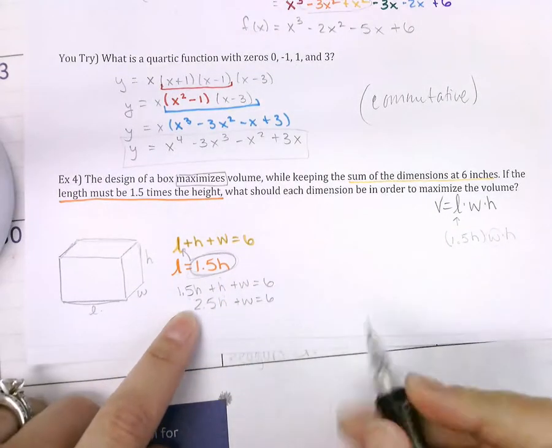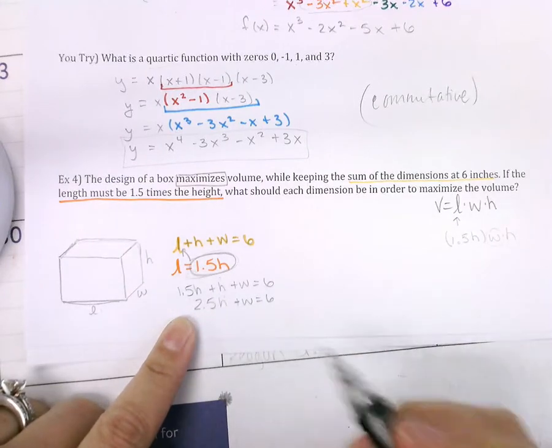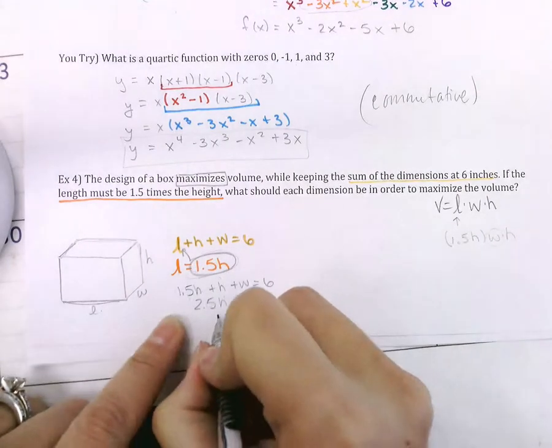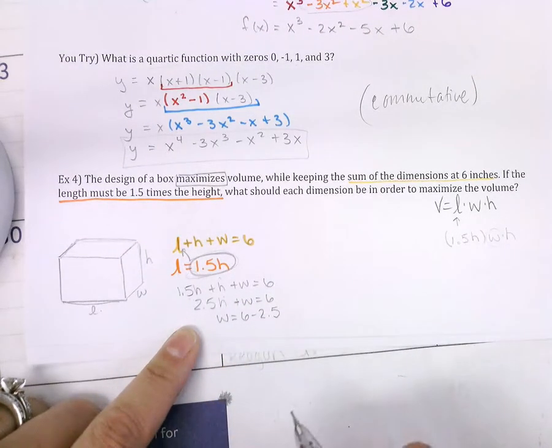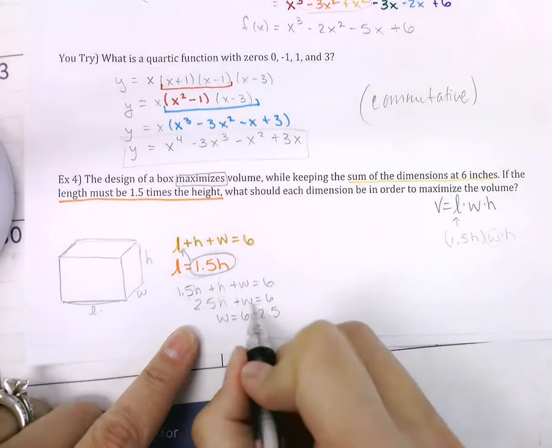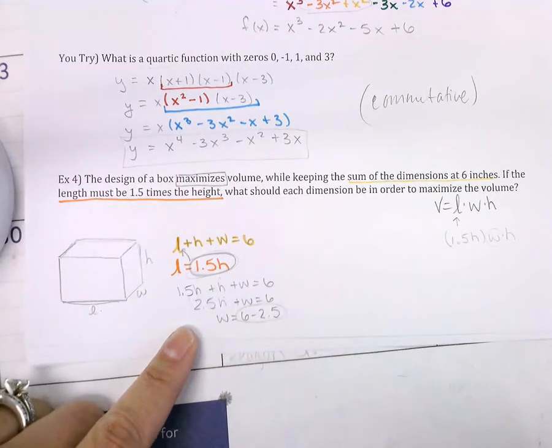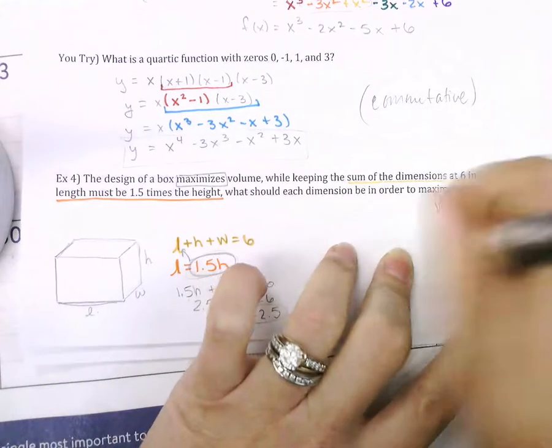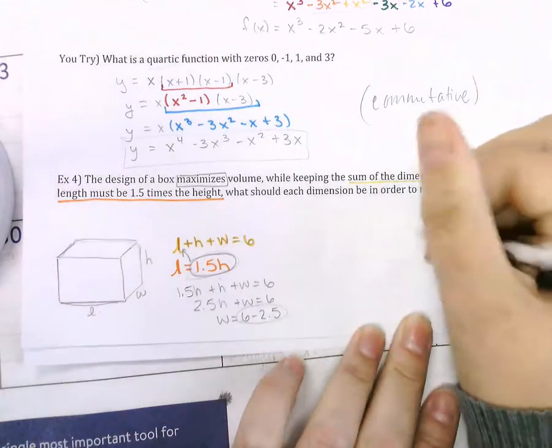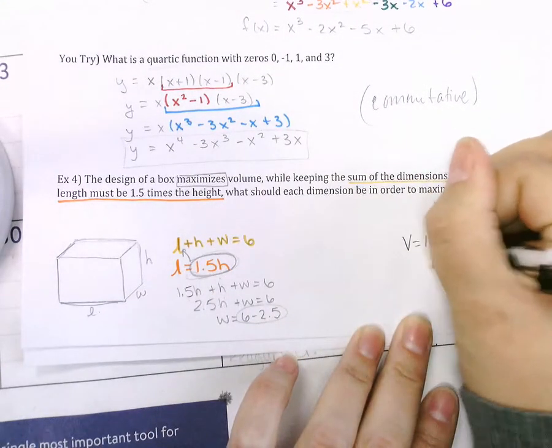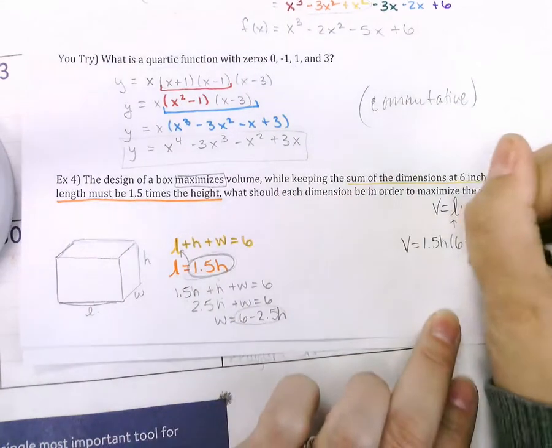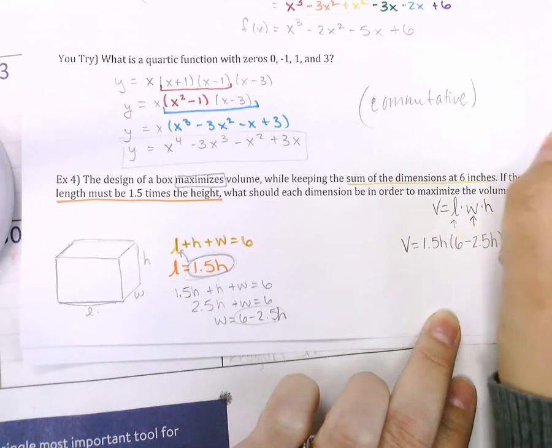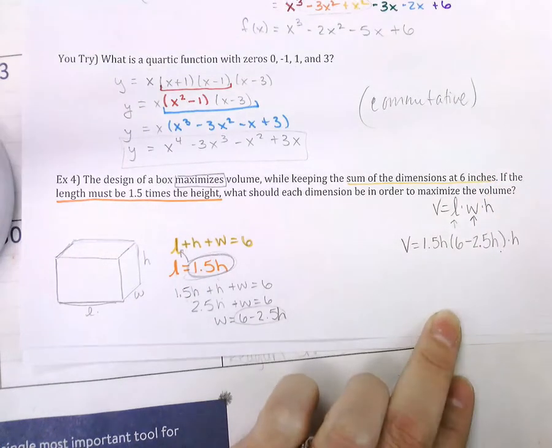So then I want W in terms of H. I'm going to subtract 2.5H. W equals 6 minus 2.5H. Okay, now what should I do with this? Plug it in. Where? For W. Wouldn't W equal 6 minus 2.5H? Do you still need to put H? Oh, sorry, the H. That's what you're saying. Yeah, I forgot the H.